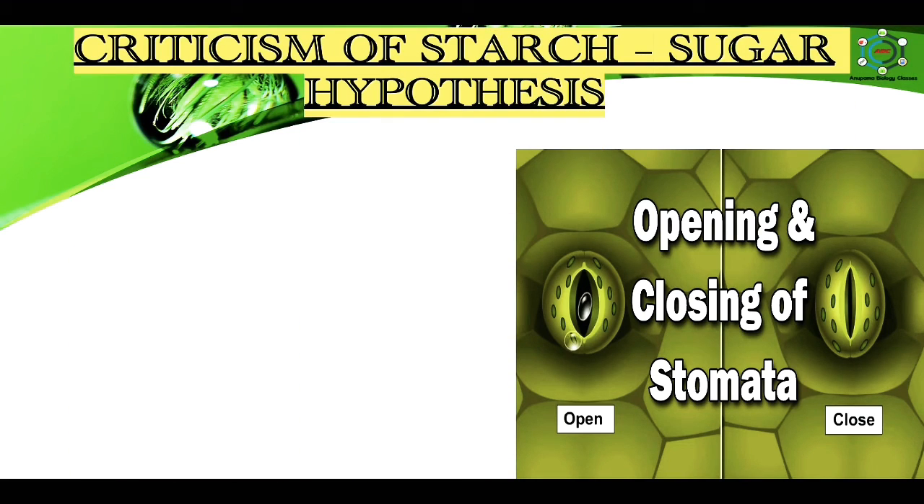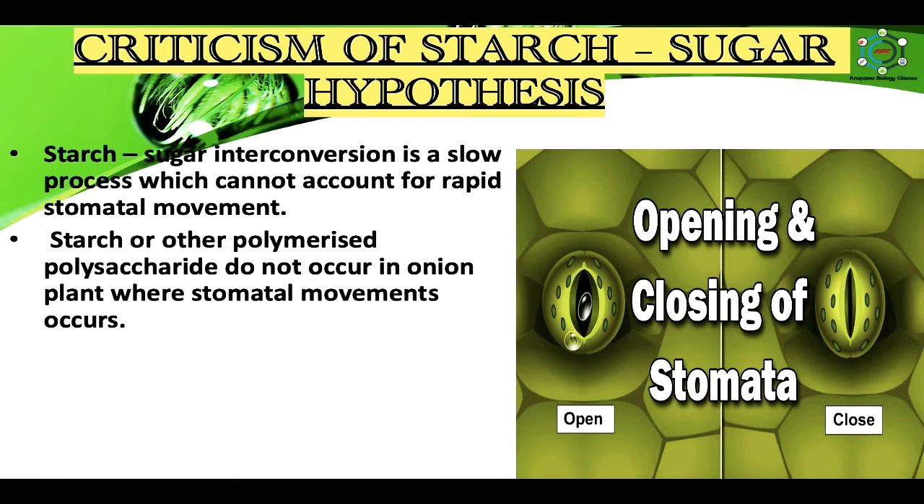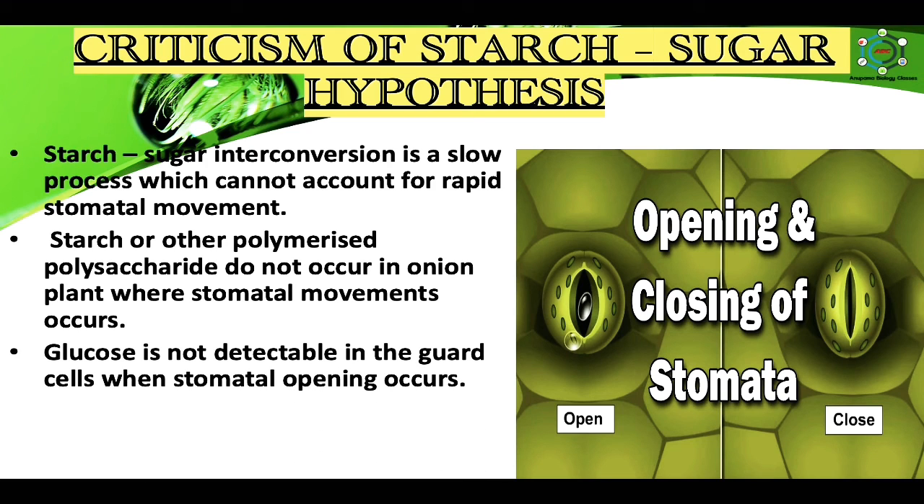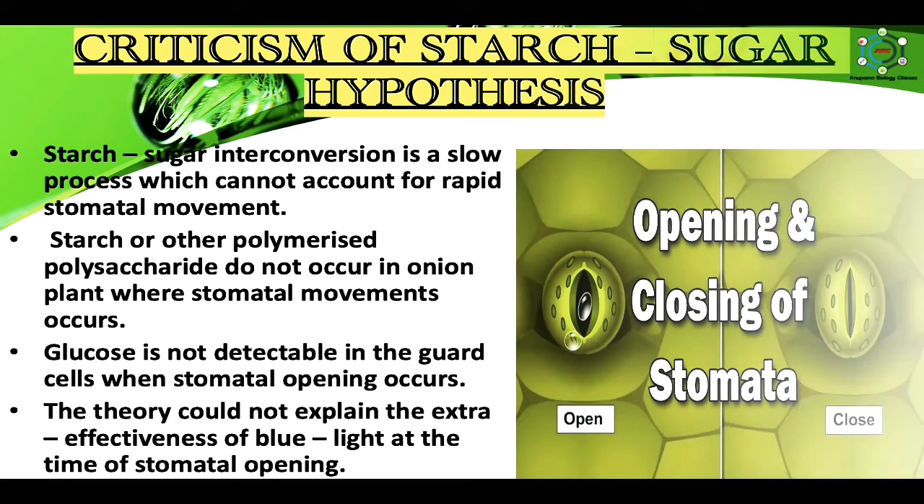Now, see here the criticism of the starch-sugar hypothesis. So what are the criticisms? A starch-sugar interconversion is a slow process which cannot account for rapid stomatal movement. Starch or other polymerized polysaccharide do not occur in the onion plant where stomatal movement occurs. Glucose is not detectable in the guard cells when stomatal opening occurs. The theory could not explain the extra effectiveness of blue light at the time of stomatal opening. So this is all about the criticism of the starch-sugar hypothesis.